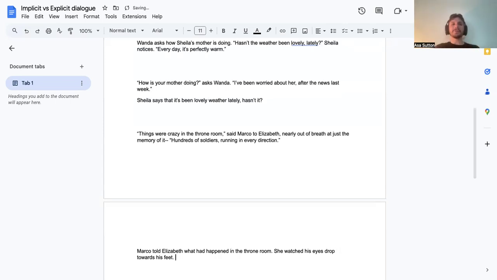And we can get away with instead focusing on other things. "She watched his eyes drop towards his feet," right? We can get away with this little bit. If we already know about the hundreds of soldiers, we can turn this into a very different kind of feeling. Or imagine that we don't already know what happened in the throne room. Imagine that Marco is describing for us a scene that we haven't yet observed. Marco told Elizabeth what happened in the throne room. She watched his eyes drop towards his feet.